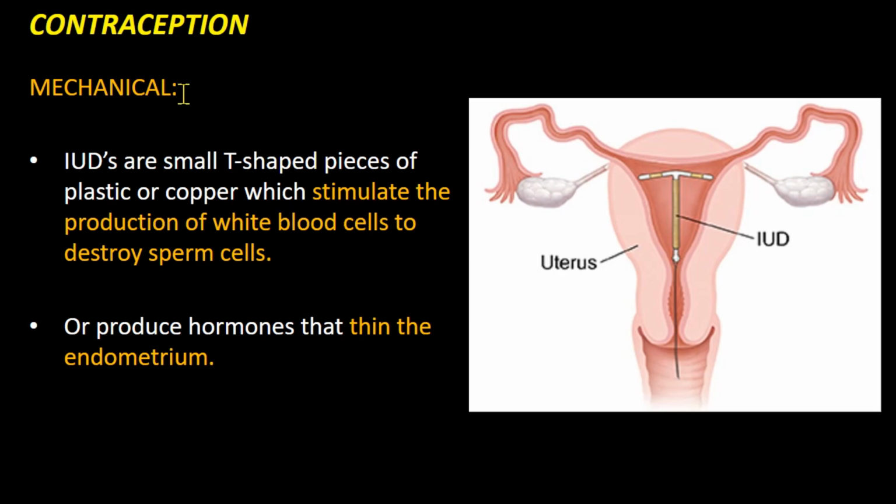Alright, so we have mechanical methods of contraception. So these involve IUDs or intrauterine devices. These are small T-shaped pieces of plastic or copper which stimulate the production of white blood cells to destroy sperm cells. So some of them secrete slightly inflammatory compounds that engage white blood cells. And some of them produce hormones that thin the endometrium, which limits implantation from occurring.